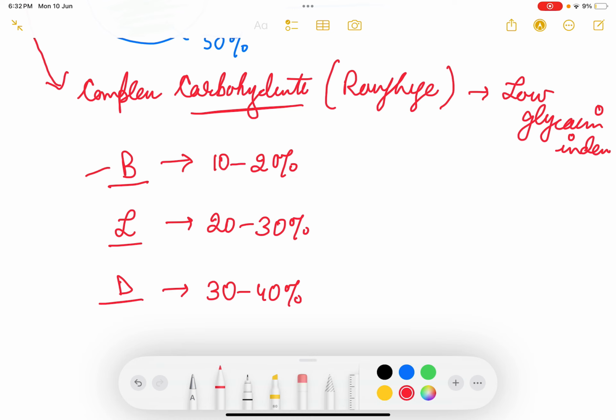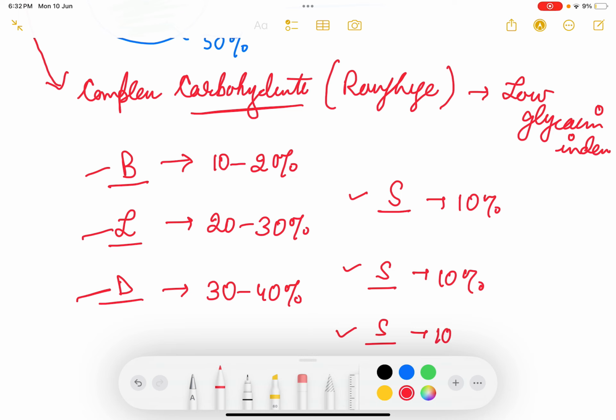So there will be three major meals and there will be three small snacks in between. So you should have small meals at frequent intervals. All these three snacks will be containing 10% of carbohydrates each. So three small snacks लेंगे and three major meals लेंगे. उसमें से morning में सबसे कम carbohydrate लेंगे and night में सबसे ज़्यादा carbohydrate लेंगे.